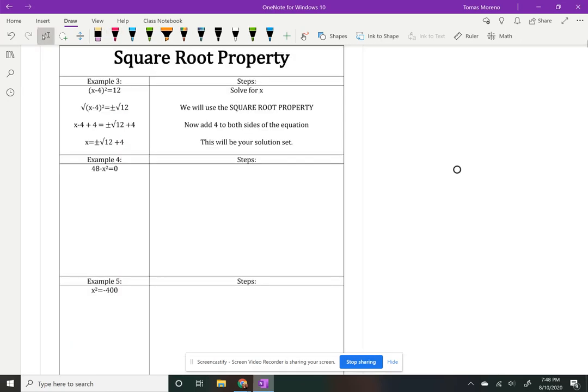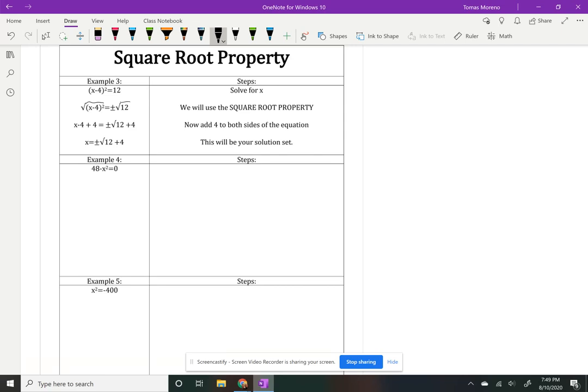So another thing that we can use when we're solving quadratic equations is called the square root property. So let's say we have something like this, (x - 4)^2 = 12. In that case, we could use the square root property to get our answers a lot faster. We would take the square root of both sides, and then add 4 to both sides, and then we're done.